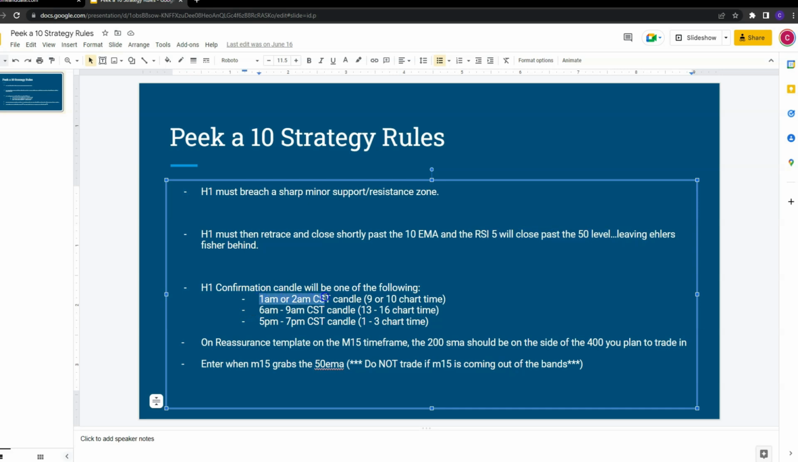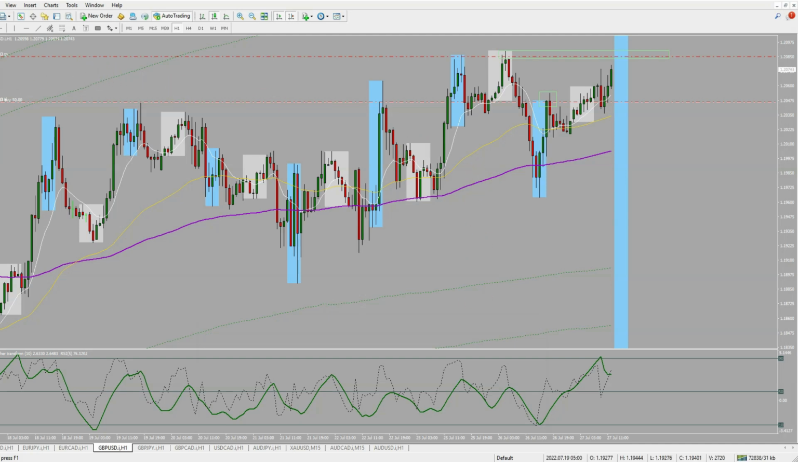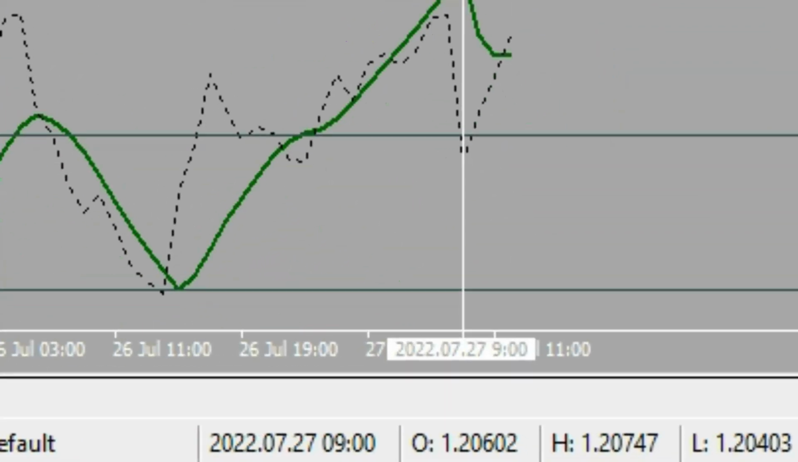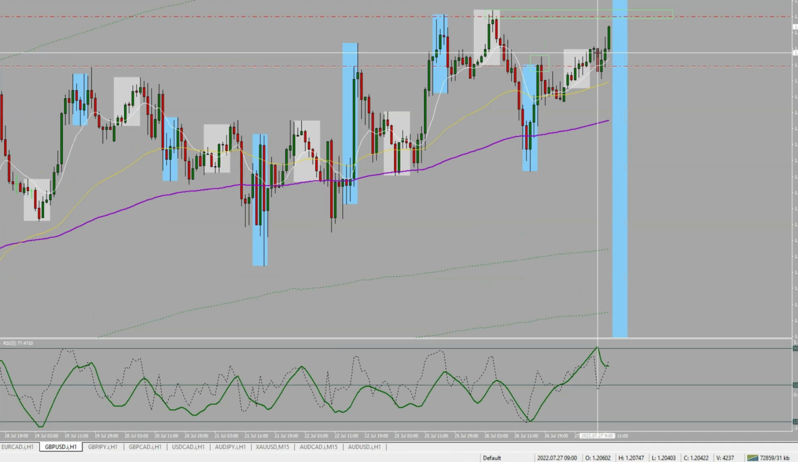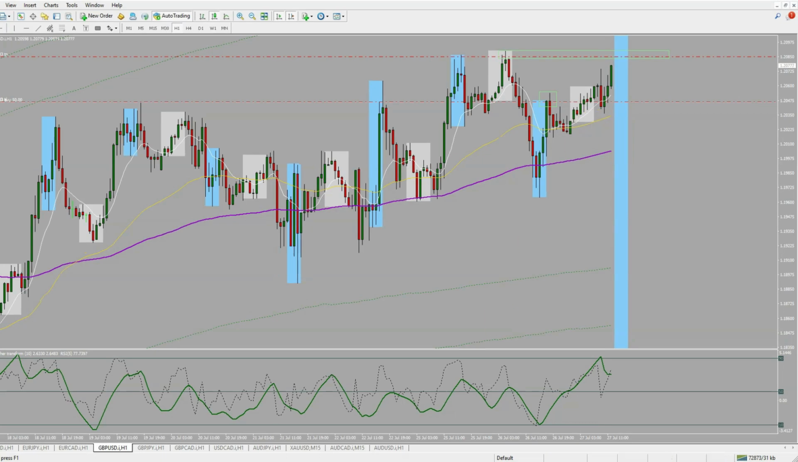In this situation, we're in London session. I'm on Central Standard Time, so this was the 1 a.m. candle or the 9 o'clock chart time candle. If I use this crosshair and put it over here, this shows down at the bottom 9 o'clock. That's just the chart time, but that's equivalent to 1 a.m. So that rule is met.